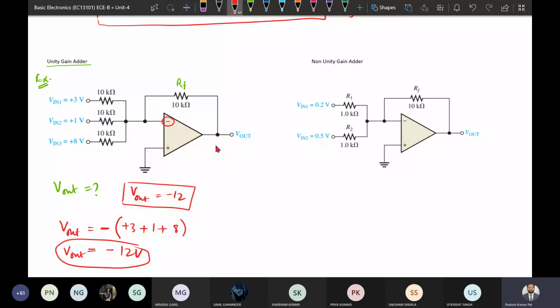Okay, so suppose one more resistance is connected with the same magnitude, 10 k ohm, and suppose here V input 4 equals minus 5 volt. Then what will be the output? If we are adding another fourth input of minus 5 volt with 10 k ohm resistance, then what will be the output? Anyone?